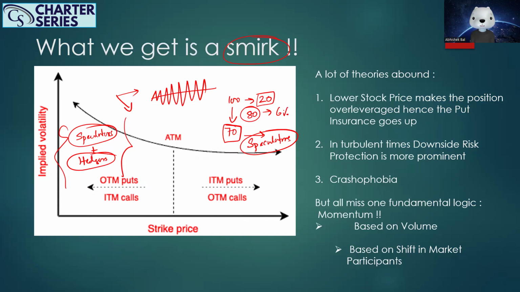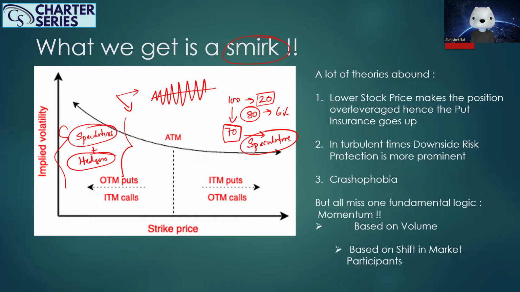That means that the number of speculators and hedgers is going to be much more when the market is likely to face a downturn risk than the number of speculators when the market is actually going to go up. Because when the market goes up, there are hardly any hedgers. Most of the market participants are going to be speculators only.